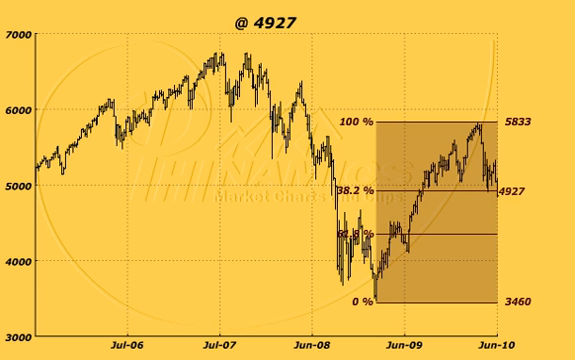Now, the first thing I would like to point out is that the index has broken major support at 4927, which is a 38.2% retracement of the March 09 April 2010 rally, and which was slightly broken last May when the index bottomed at 4898.